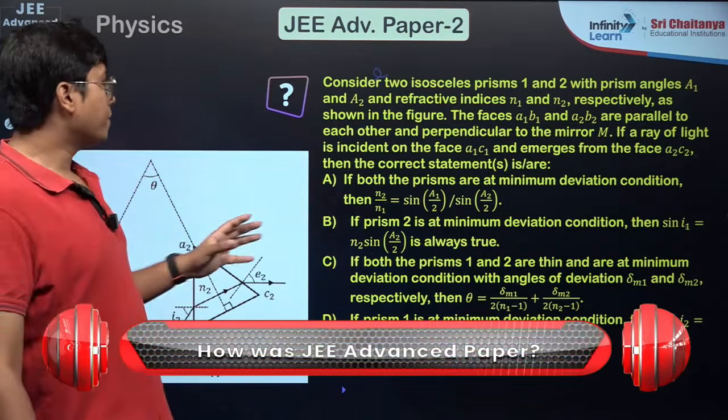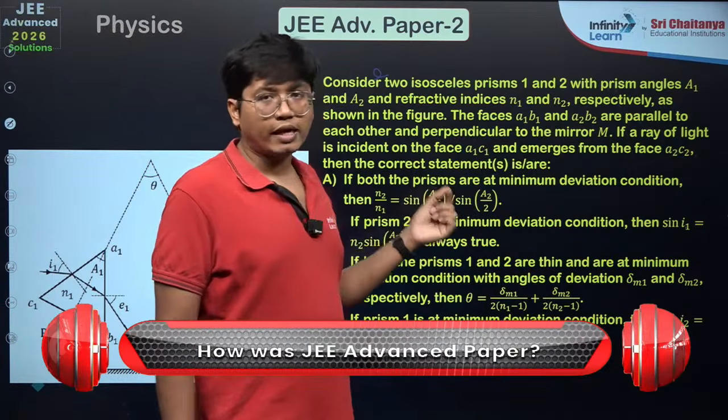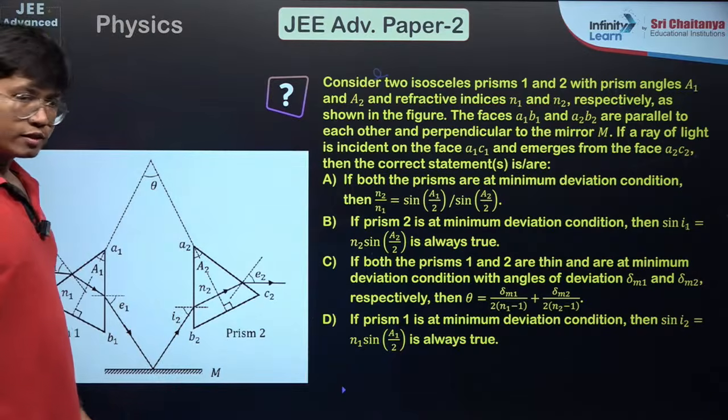Now first statement says if both prisms are at minimum deviation condition, then n1 by n2 is sine of A1 by 2 divided by sine of A2 by 2. Let's focus on this question.